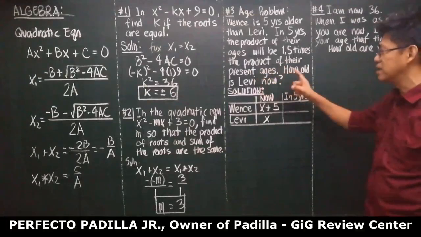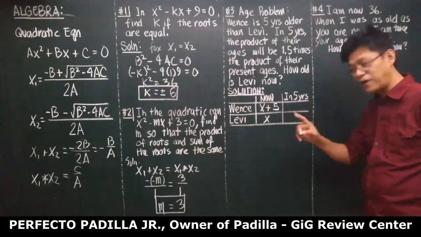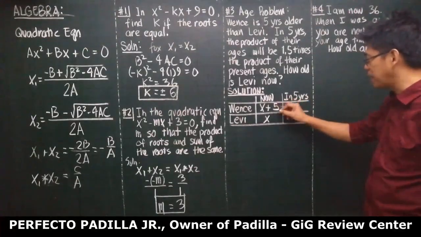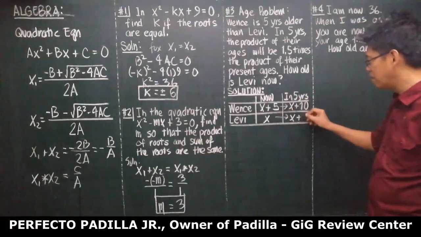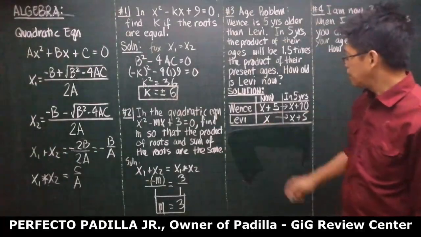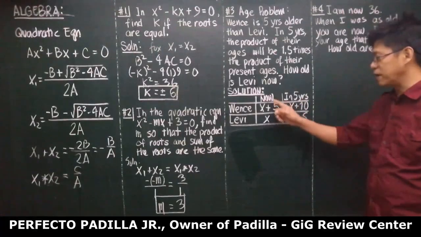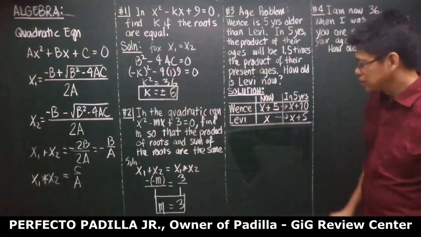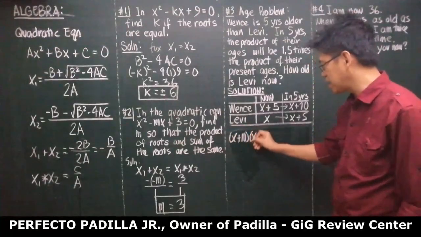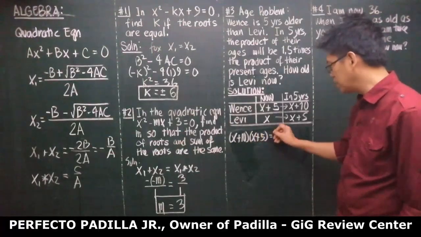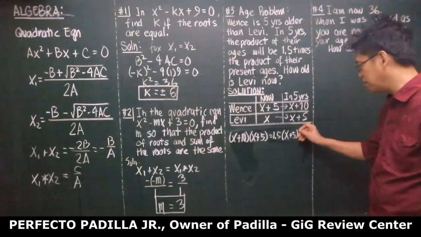Sabi dito, in 5 years, the product of their ages will be 1.5 times the product of their present ages. So, kung after 5 years, bawat isa sa kanila tatanda ng 5. Ito magiging x plus 5 plus 5, x plus 10. Ito magiging x plus 5. Okay? So, ang sabi sa atin dito, the product of their ages here is 1.5 times the product of their ages here. So, you have x plus 10 times x plus 5 equals 1.5 times x plus 5 times x.